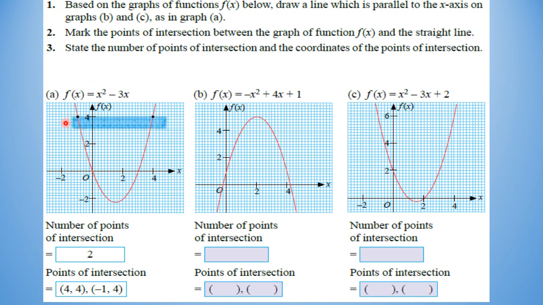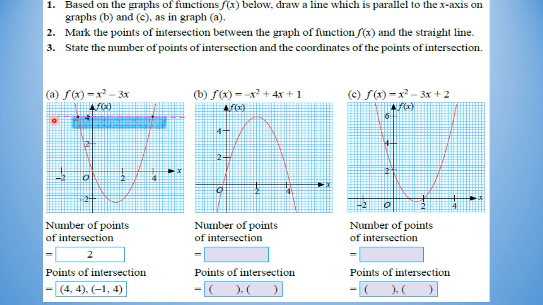The first step is draw the parallel line to the x-axis. Which line is parallel to the x-axis? Here you can draw y equal to 1, y equal to 2, y equal to 3, y equal to 4, up to you. Any line on the y-axis can be parallel to the x-axis. Either you choose y equal to 1, 2, 3, or 4, up to you.